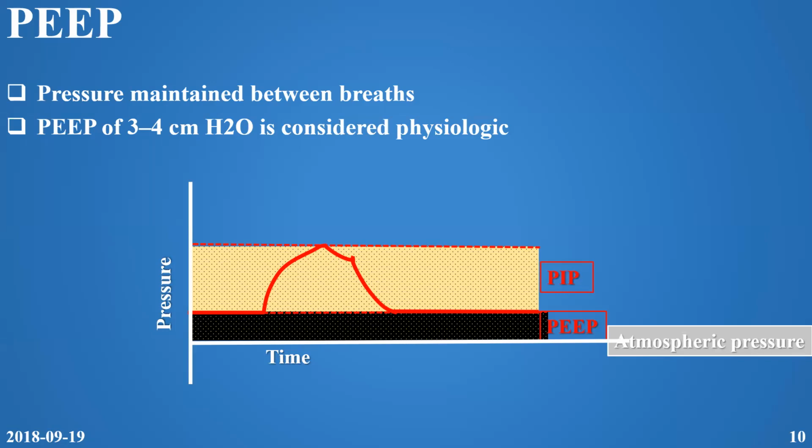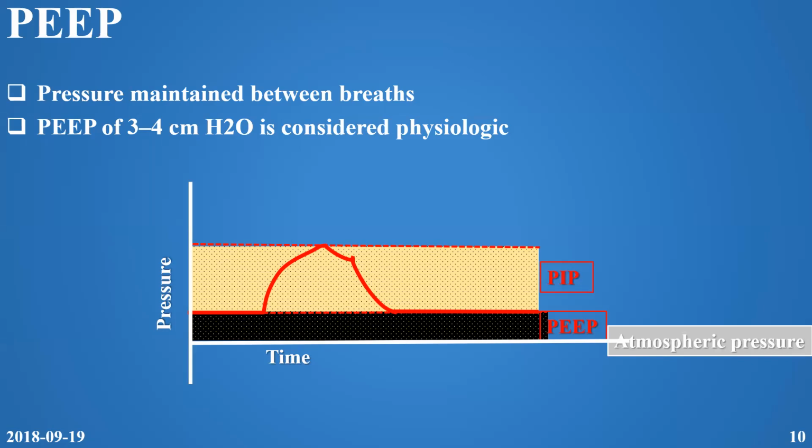Anything provided above atmospheric pressure is called airway pressure. And there are two types, PEEP and PIP. The PEEP is the pressure during expiration, and the PIP is the pressure during inspiration.